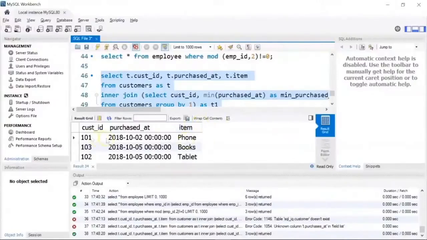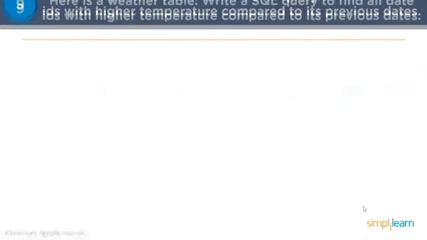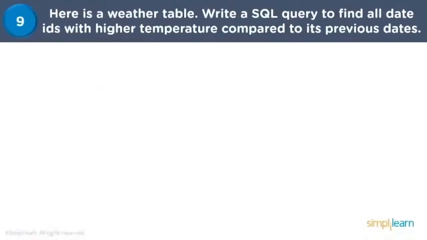Alright, there you go. So for customer ID 101, the first purchase was made on 2nd of October 2018. Likewise, for customer ID 103, the first purchase was made on 5th of October. And similarly for customer ID 102, the first purchase was made on 5th of October again. Now moving to the 9th question.